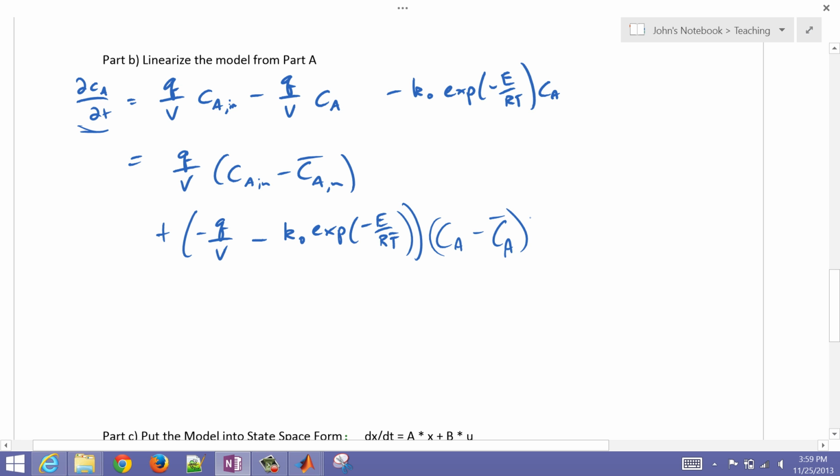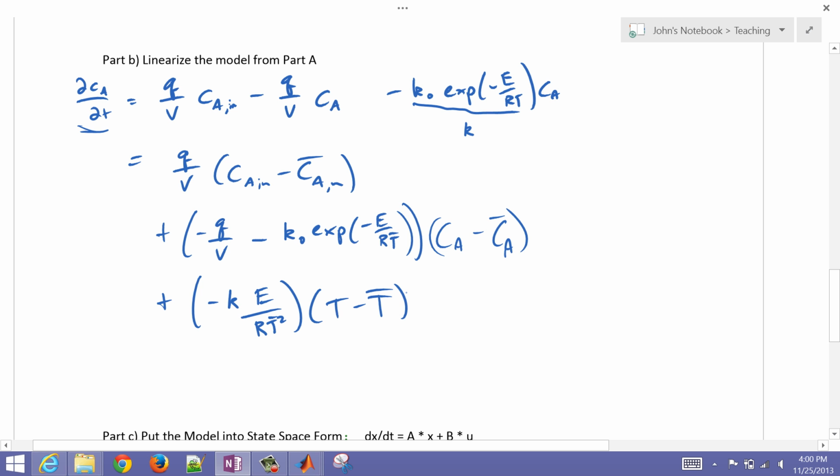And then let me go ahead and do the third one as well. Let me take the derivative with respect to temperature. I'm going to call that K right there, the K value. And when I take the derivative of this expression with respect to temperature, that's going to equal negative K, and then I have this term right here, E over RT squared. I plug in the nominal condition, and then I have temperature minus temperature nominal.